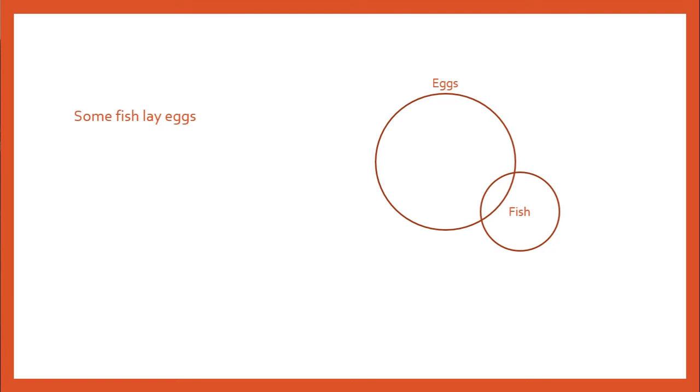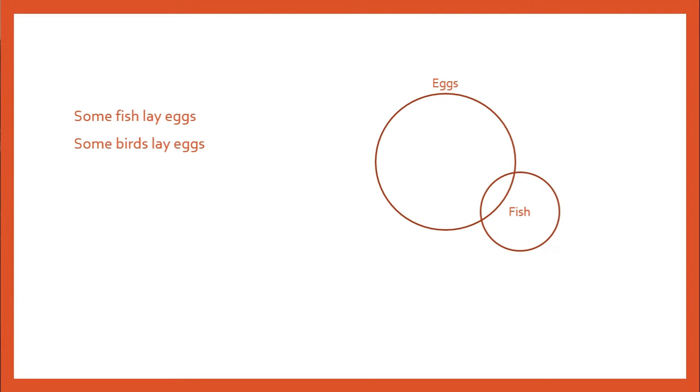Here are our syllogisms, some fish lay eggs. So we need an egg circle and a fish circle, but these ones have to be overlapping a little bit, but they can't fit completely inside each other, although they do still need to be touching. The reason for this is that we need a visual representation of some fish lay eggs and some fish do not. So some portion of the fish circle needs to be inside the egg circle, and some portion of the fish circle needs to be outside the egg circle.